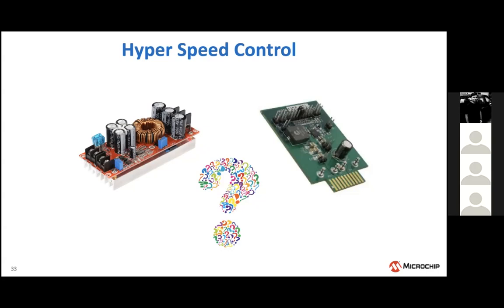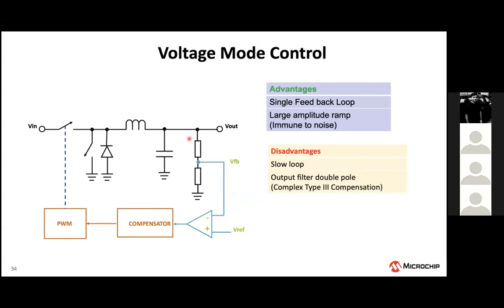Now, in order to understand that technique, the hyperspeed control, we need to know what the conventional control is, or what is something that is not hyperspeed control. There are multiple ways to control the converter. I've just taken an example of a buck converter here, where the input is given, there are switches, then inductors, capacitors, and then the feedback loop comes into the picture, which is actually the engine that defines the character of the complete converter, right?